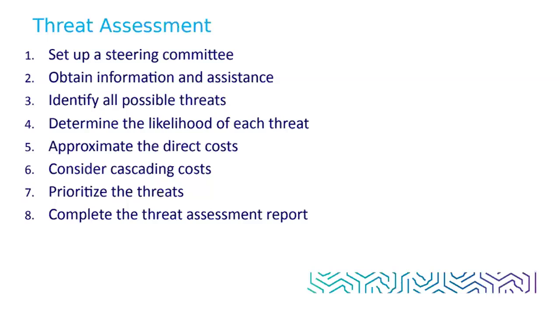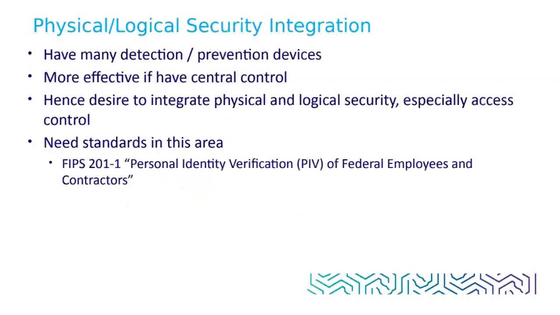So overall, the threat assessment is handled with this 8 step process that begins by setting up a steering committee and obtaining information and assistance, followed by identifying all possible threats, determining the likelihood of each threat, estimating direct and cascading costs, prioritizing the threats, and finally completing a threat assessment report. This structured approach will help organizations understand the risk and support effective security and disaster recovery planning.